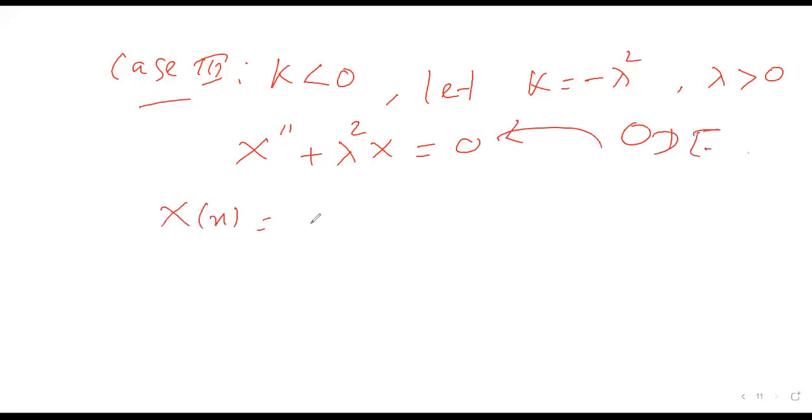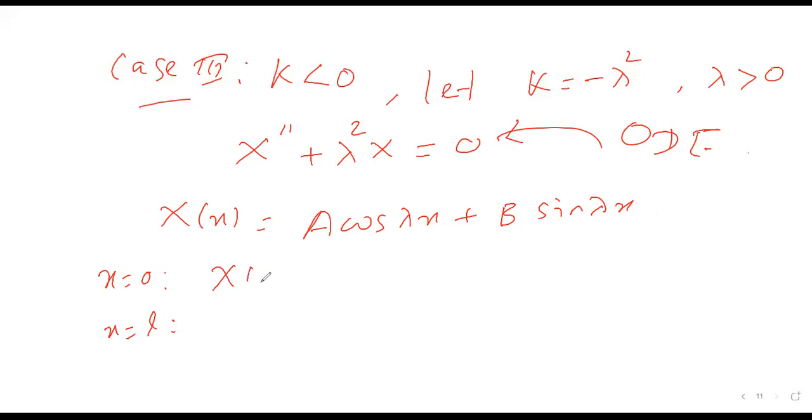X of x equal to a cos lambda x plus B sine lambda x. Whoever is in the lecture, please write down my answer or take a screenshot. I don't want to wait for others. Also, you are not allowed to share your notes with anyone until I tell you.